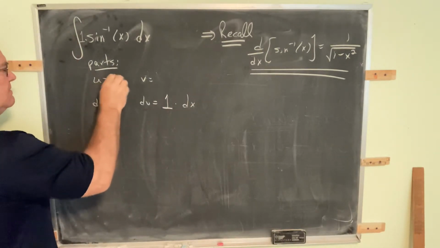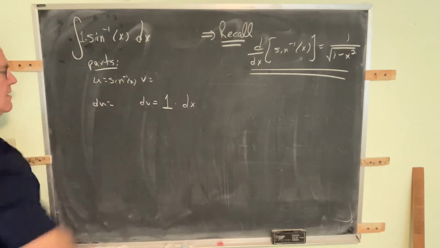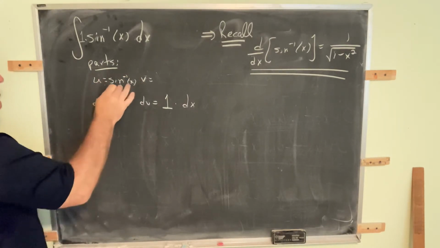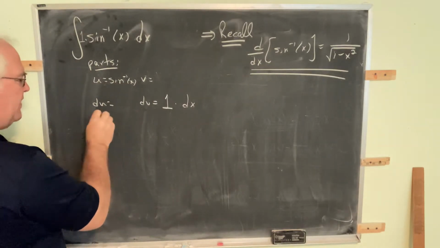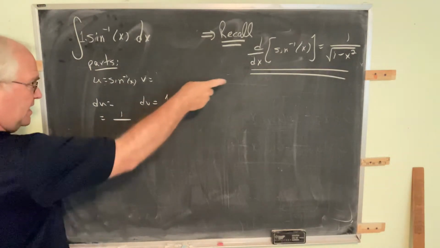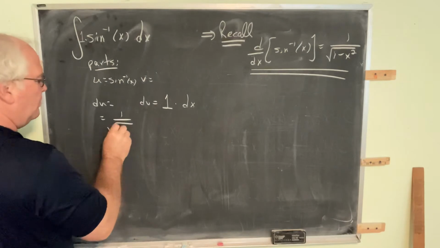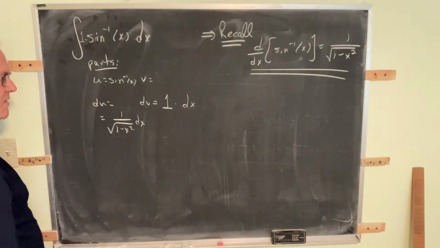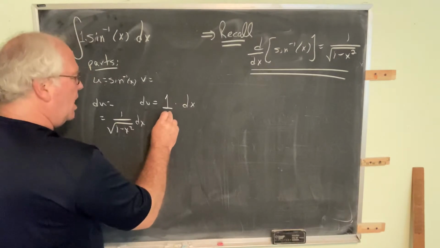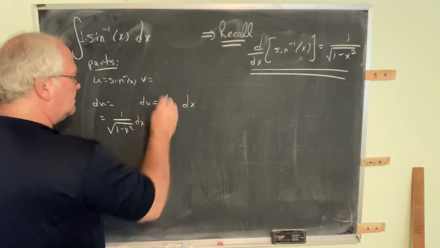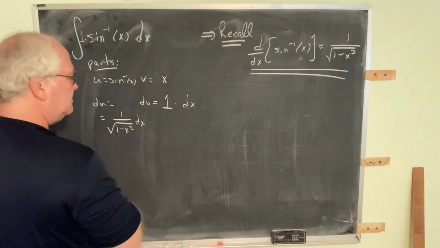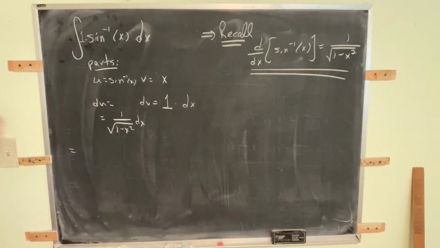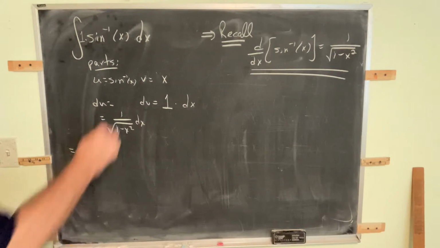Everything else is u. The derivative of u is the derivative of sine inverse of x, which is, as we just said, 1 over the square root of 1 minus x squared. And the antiderivative of 1 is x. So now we have all the parts. Let's reassemble them: uv minus integral v du.